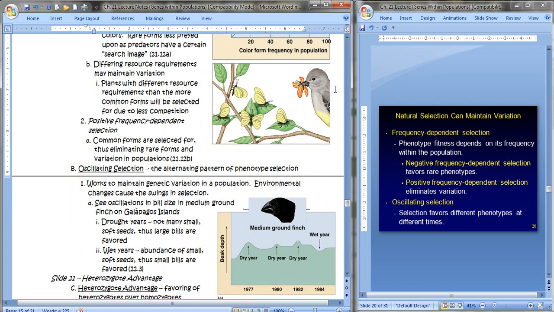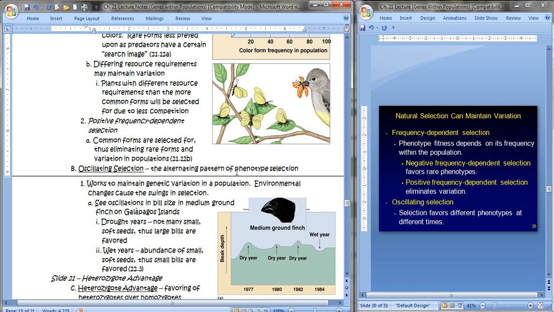This is where the common forms are selected for, eliminating rare forms within the population. So in this case, this is just an example with a little picture here where the more common form of butterfly or moth is actually selected for, as the rarer one stands out as the one that's picked off by the predator.